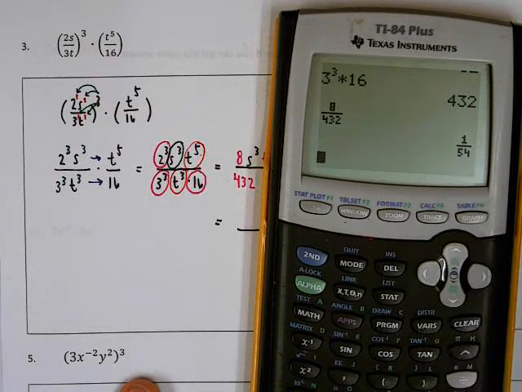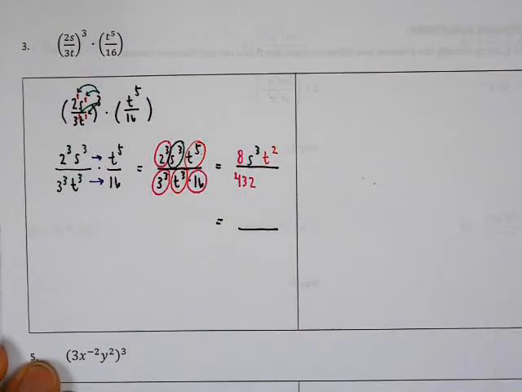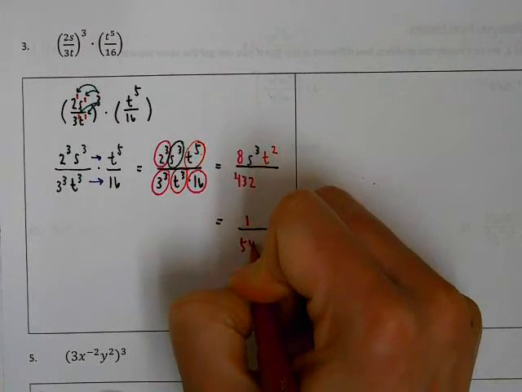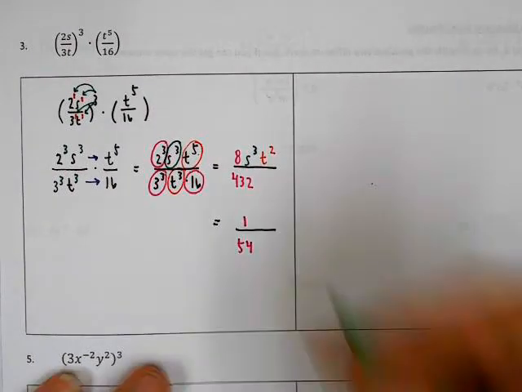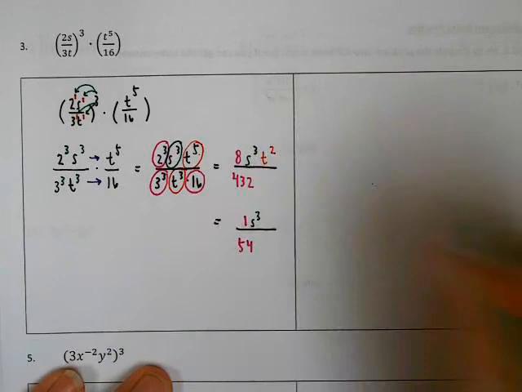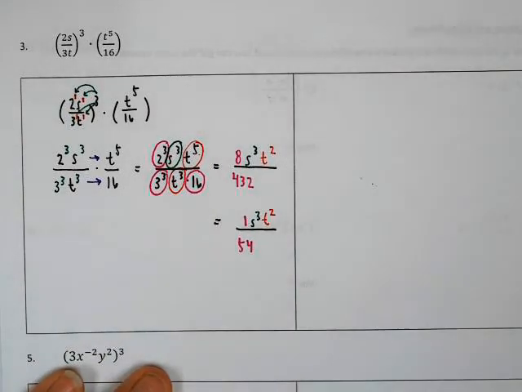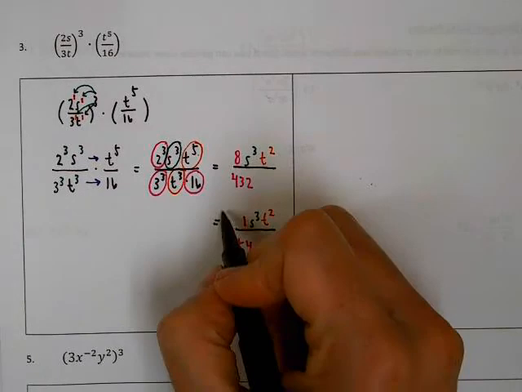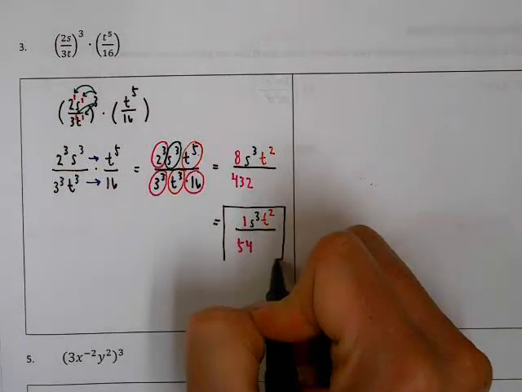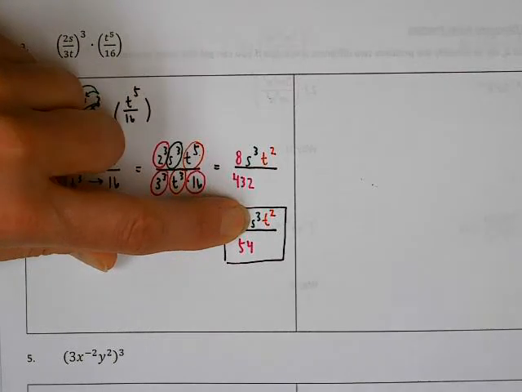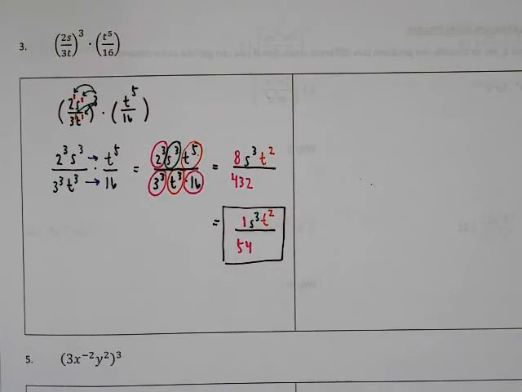So now on top, I have 1. On the bottom, I have 54. And I'm still going to have my s cubed and t squared. And that's my final answer. Now, obviously, we could write this without the 1 on the top. We could just leave it s cubed t squared over 54, but having the 1 there, I would accept that as well.